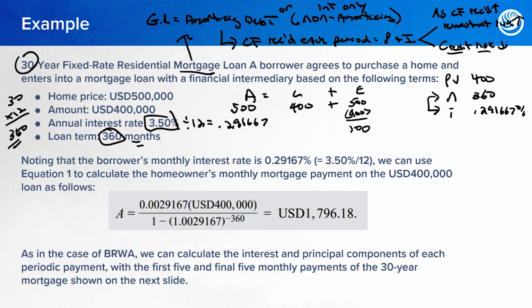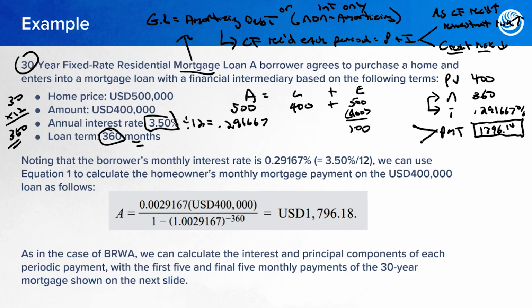Now we're solving for, hey, what's going to be our payment? What's going to be our payment? Now our payment, 1796.18. Okay, so that is our monthly payment.